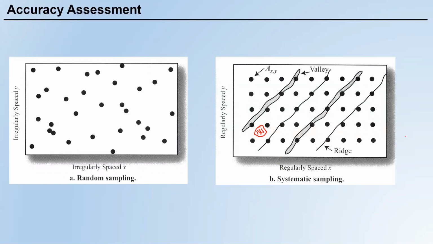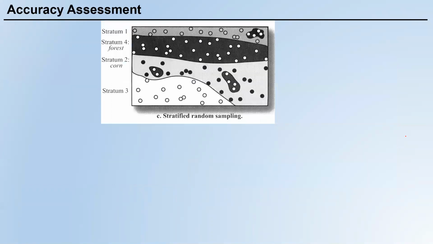And that is something you do not want to face when you're talking about classification and accuracy assessment. Okay, systematic sampling. So the next method is called stratified random sampling.